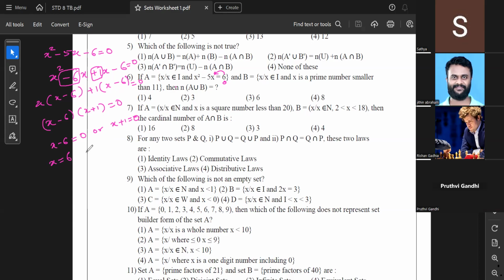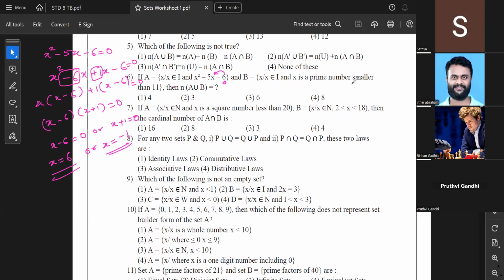So minus 6 goes to the other side, it becomes plus 6, x equal to 6, or another solution is x equal to minus 1. So these two numbers can satisfy this equation. So in short, we have just found which two numbers can satisfy these equations. Okay. Now Satya, ask your doubt.